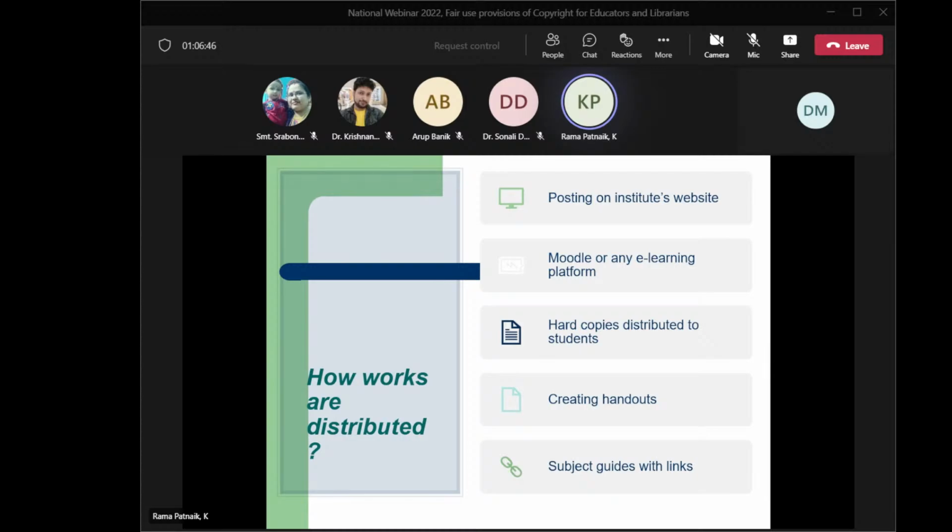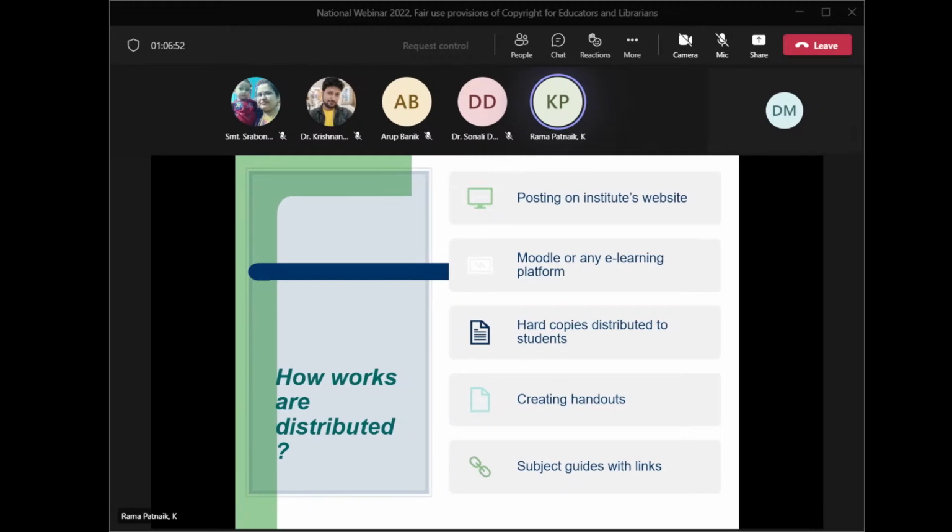Now I'm coming to distribution. So in the print world, usually we would reproduce photocopies and then make a binder and distribute. That is one way of distributing the content. Usually the Xerox shop within the campus does everything, and then we pay the reprography charges and collect the binding material. That is one way of distribution.